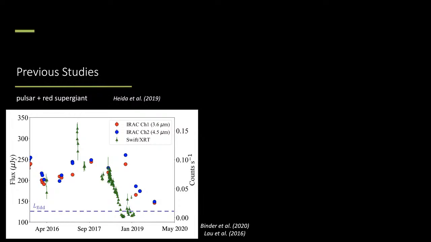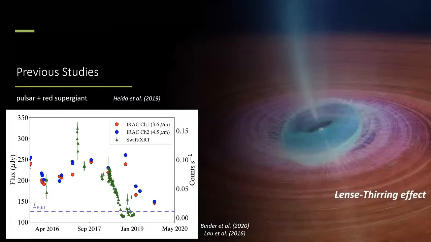And so one proposed hypothesis for what could be causing this sudden decrease in flux is the Lense-Thirring effect. In this scenario, the inner accretion disk is precessing due to frame dragging effects near the neutron star. And that's causing us to sometimes be able to see directly to the central X-ray source, and sometimes we're looking through a large column of obscuring material very close to the X-ray source.